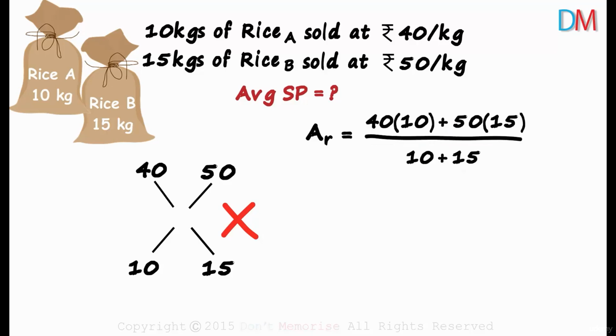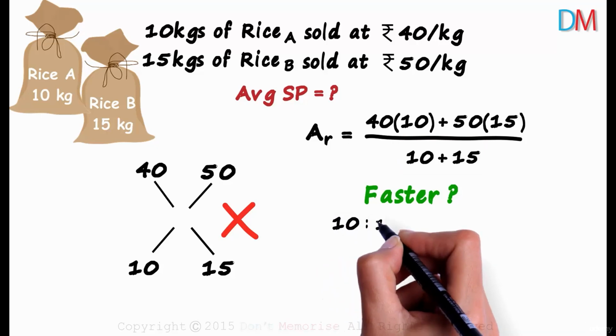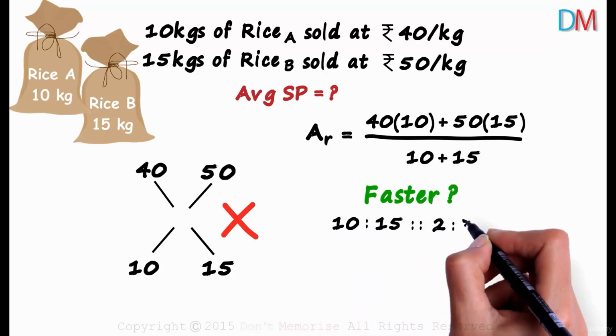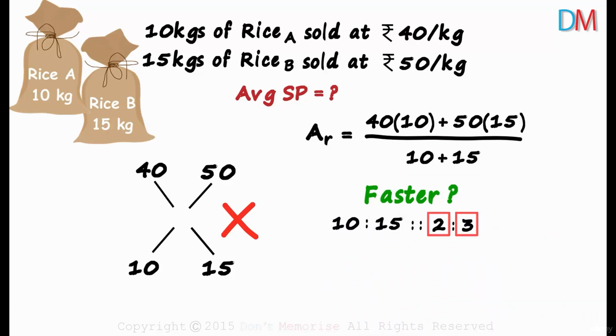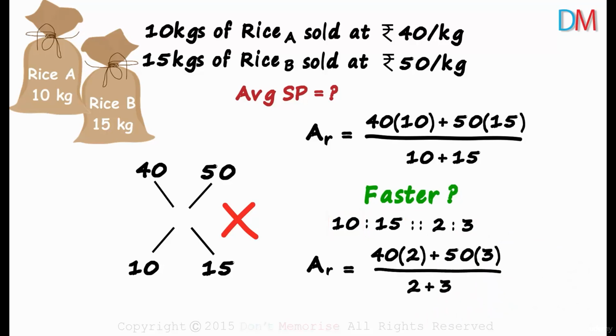Wait, before you go ahead with the calculations, is there a faster way to apply this formula? All we need is the ratio of the weights. The ratio 10 to 15 is the same as 2 to 3. We can use 2 and 3 instead of 10 and 15. So we can also write AR like this.